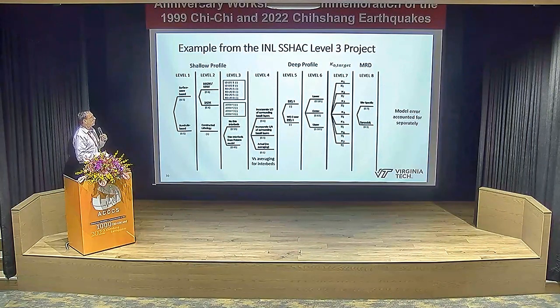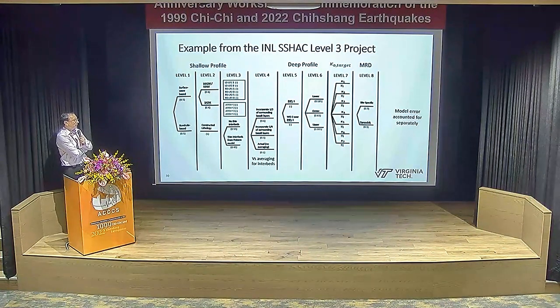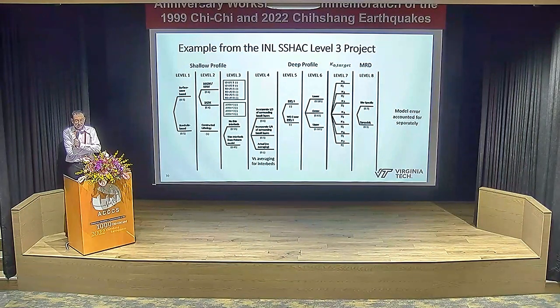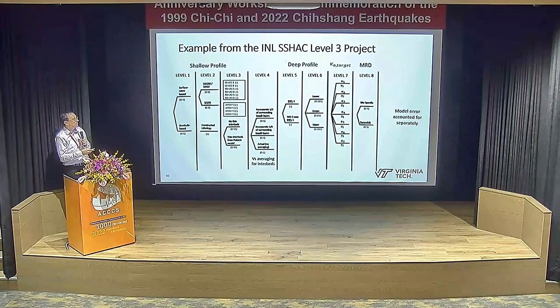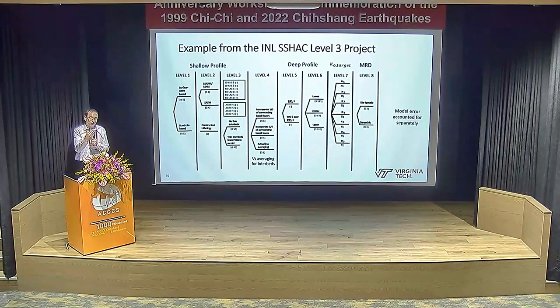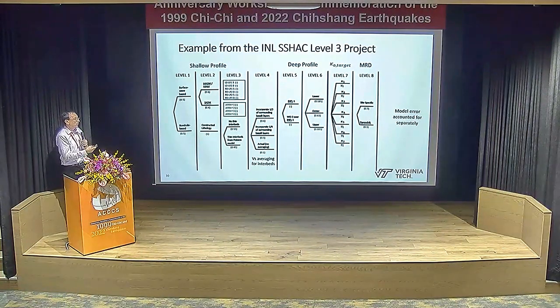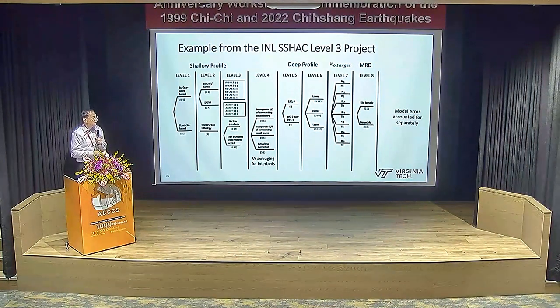The example I have here today is from the INL SHAC Level 3 project, where we built a site response logic tree that accounted for epistemic uncertainty in our prediction of site effects due to multiple contributors. These contributors included our uncertainty in the shallow profile, shallow being defined as a component of the profile that we could measure either using surface wave or borehole measurements. Then the deeper profile that was used to account for the crustal scale amplification, our kappa, which accounts for overall effects of damping, and modulus reduction and damping curves.